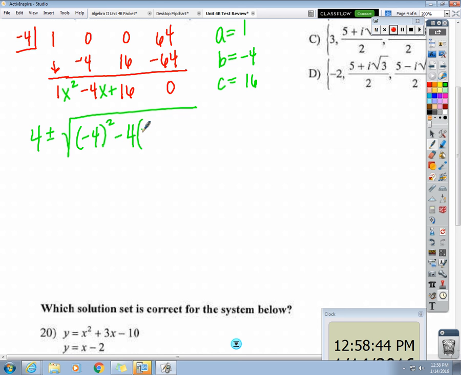Alex, wake up. This is 1 times 16, all over 2, because 2 times A is 2 times 1, which is 2. What would you do next? You would do the discriminant. Remember, determinant was when we were doing matrices. It's not the same thing. Okay, so do the discriminant and tell me what you get.